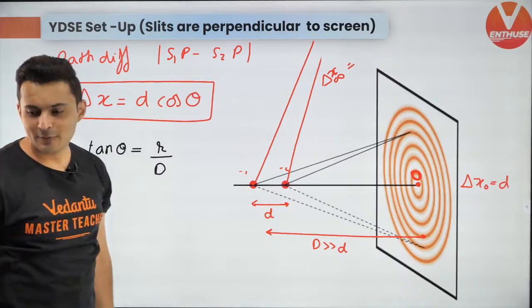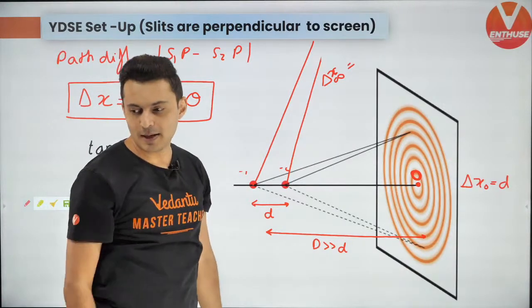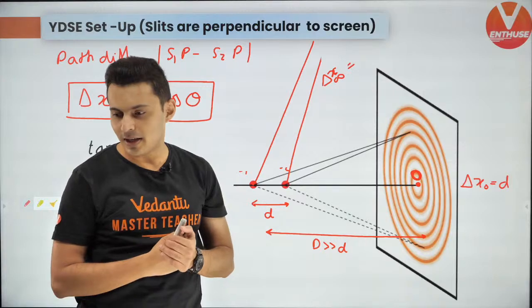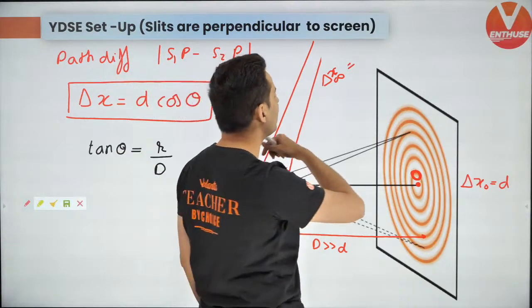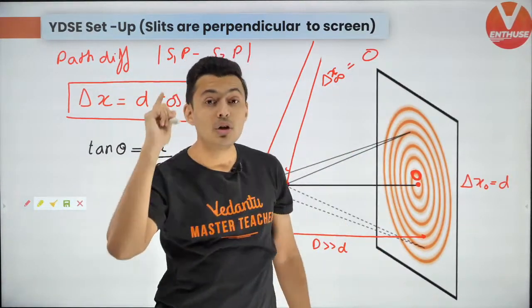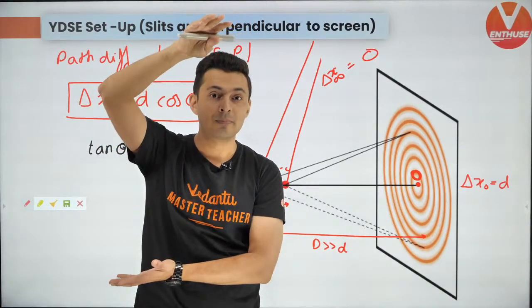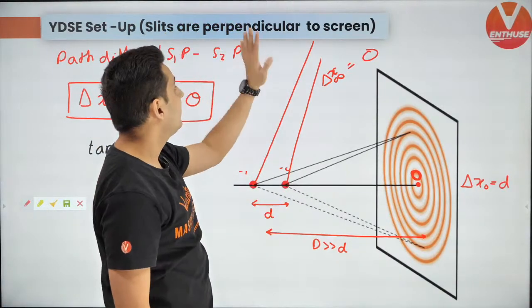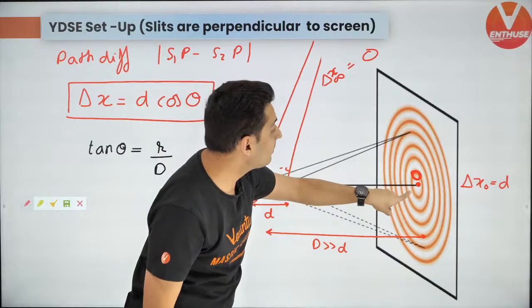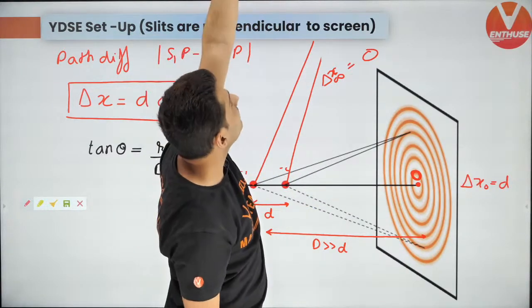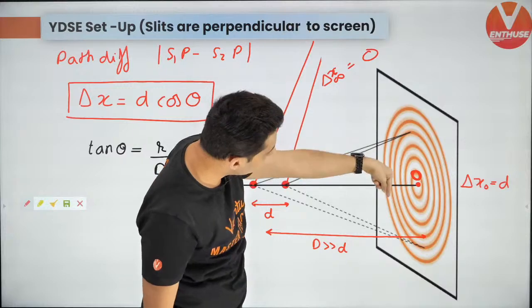Excellent. Yes, it's going to be 0. Do you see the difference? It's exactly opposite. For parallel, it starts from 0 and goes till D. For perpendicular, it starts from D over there and comes to 0 over here.